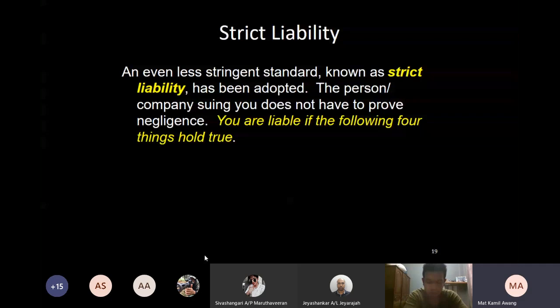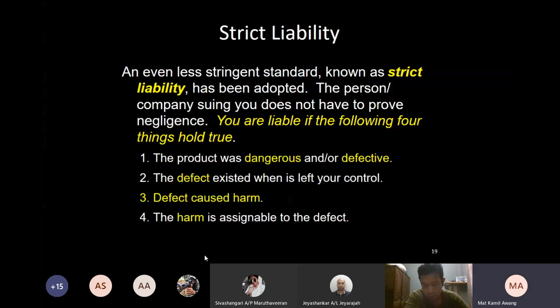The person or the company suing you does not have to prove negligence. Basically, it does not have to prove those four items that we mentioned just now in legally negligent. Basically, you are liable if the following four things hold true. If these four things hold true, then therefore you are liable. The first one, the product was dangerous or defective. It doesn't have the standards to follow. It's just that the product that you produce is dangerous or defective. You have some defect.